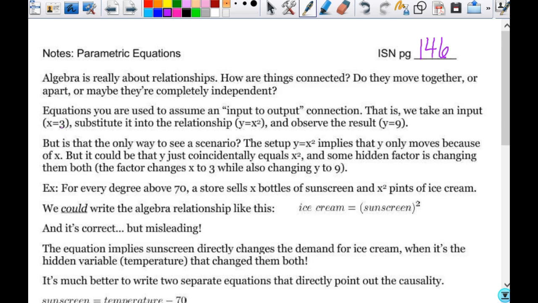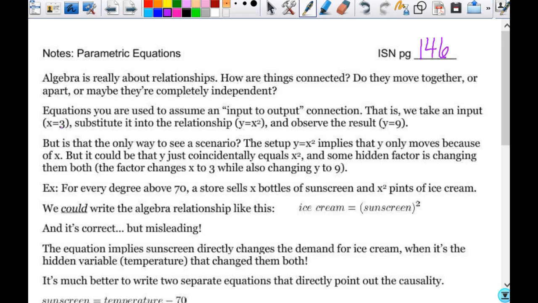So we can set up y equals x squared. That implies that y only moves because of x, right? That the only reason that y changes is because you substitute in an x, like time or something like that. Okay, but could y just coincidentally equal x squared for some hidden factor changing them both? And that's what we're going to look at today: yeah, we might have a relationship of y equals x squared, but is x really driving y, or is there something else that's changing both of them?